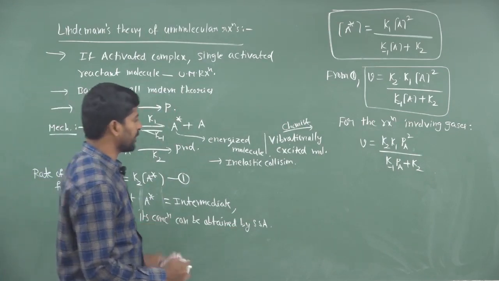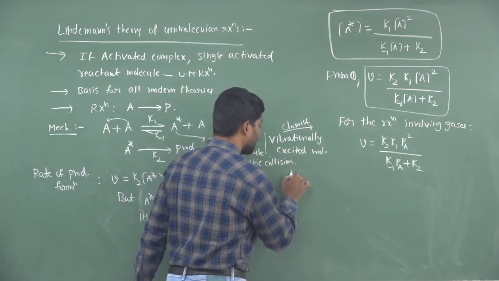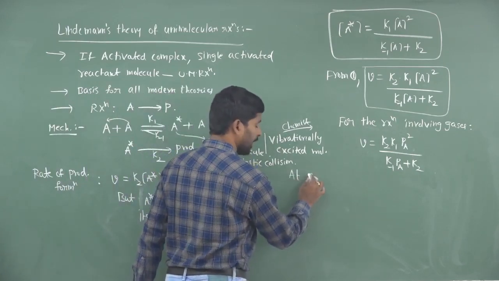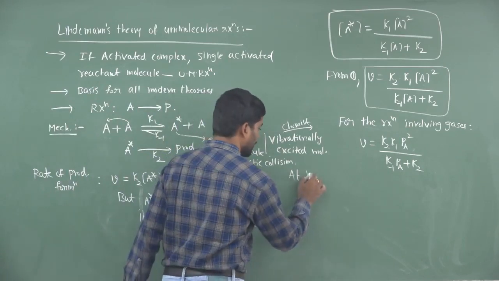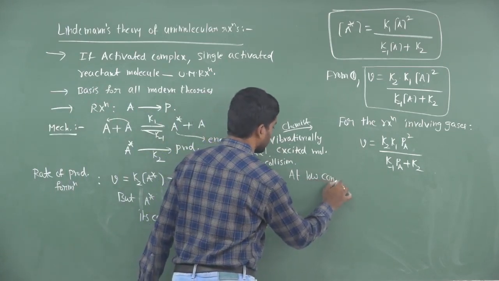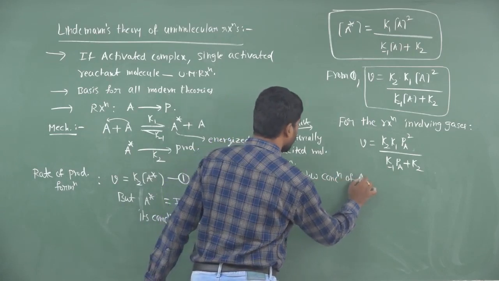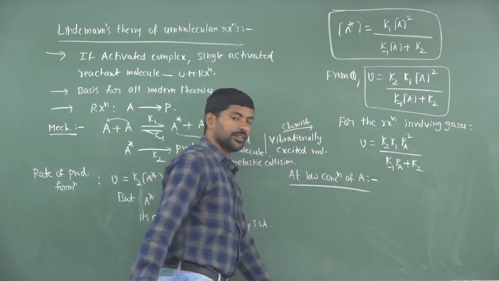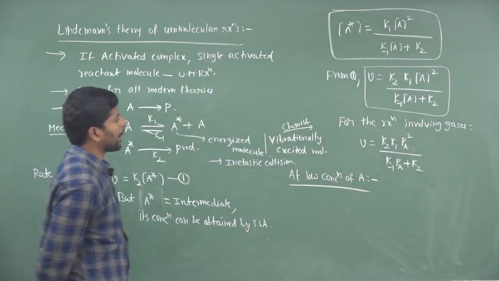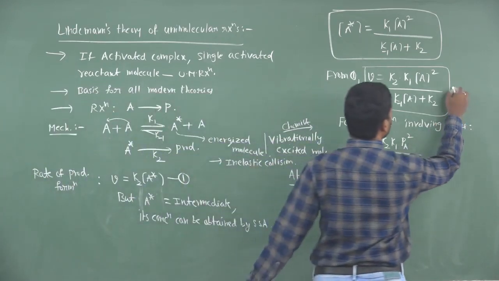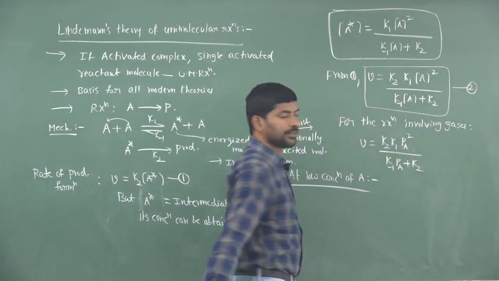Now we have two cases. One is, what is the kinetics of unimolecular reactions at low concentration of reactant A, and at high concentration of A. Let us consider this is equation 2.